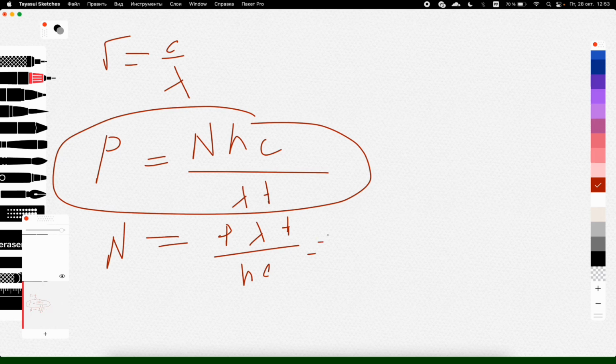The numerical answer is equal to 5.14 to the power 14.